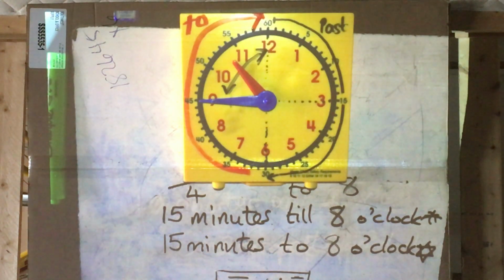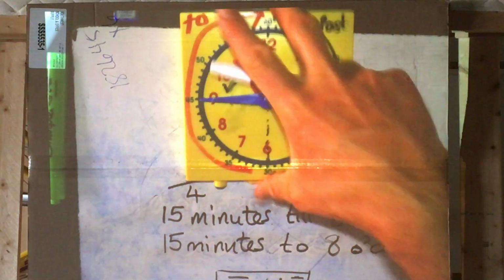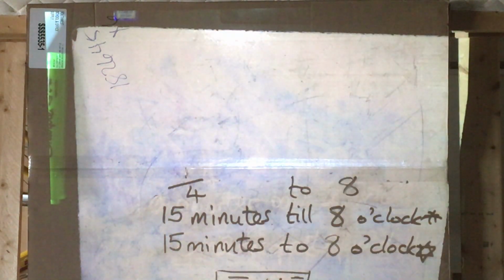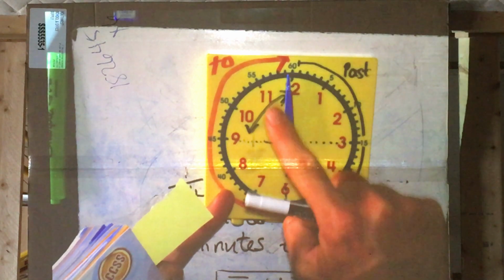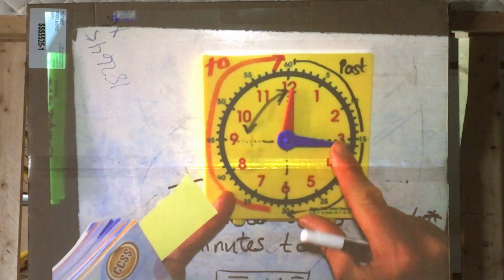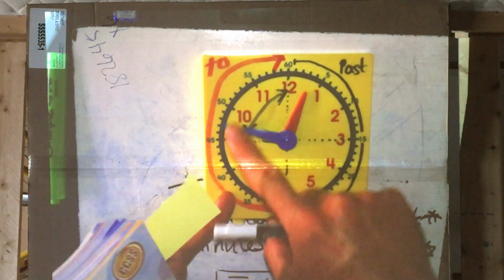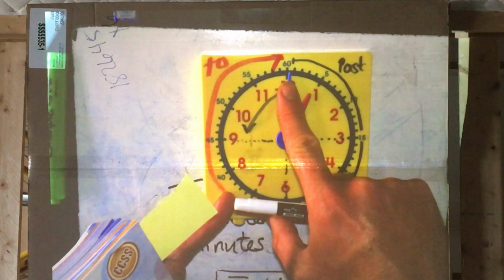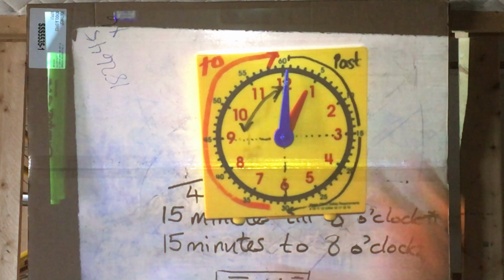What do I want you to do today? Firstly, I'd like you to start at 12 o'clock and go around the clock face saying 12 o'clock, 12:15, 12:30, 1:45, 1 o'clock. I'd like you to do that all the way around until you get back to 12 o'clock again. That's activity 1.